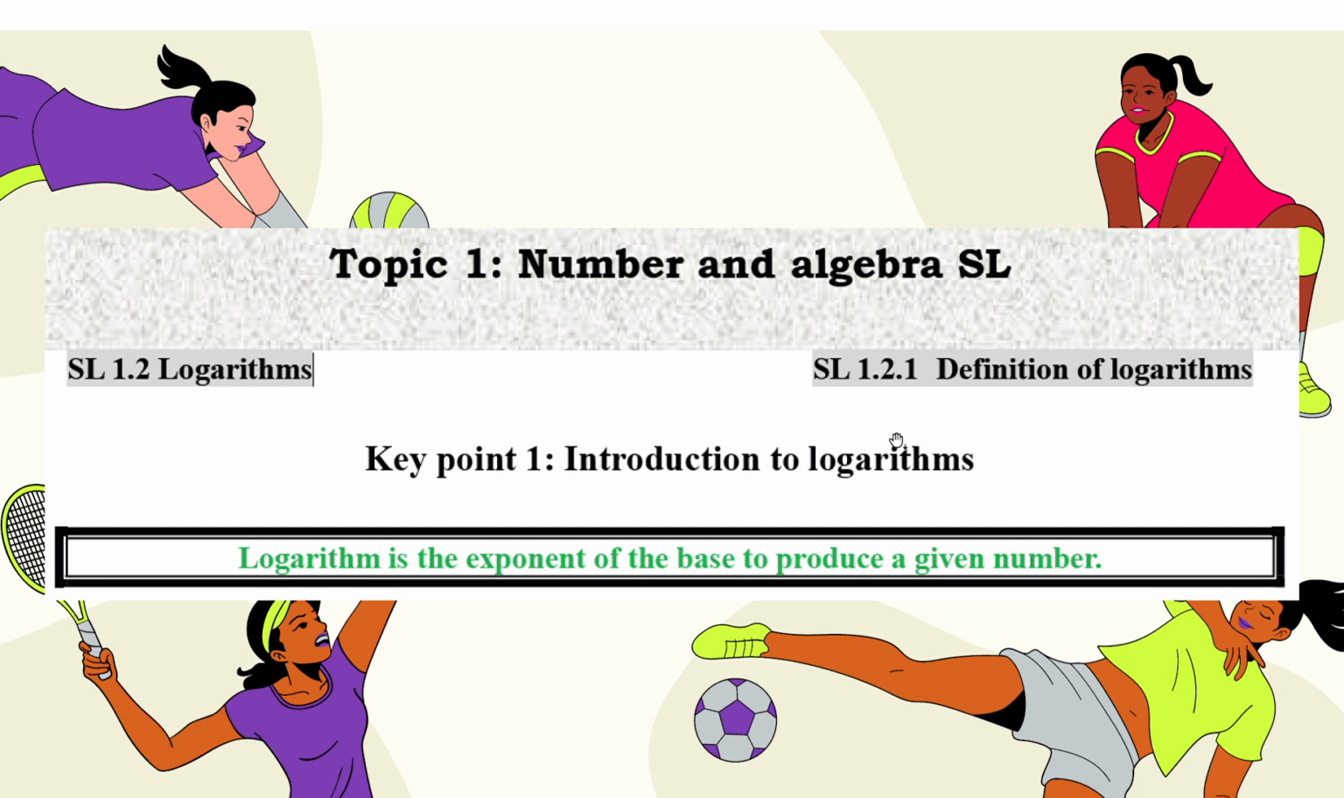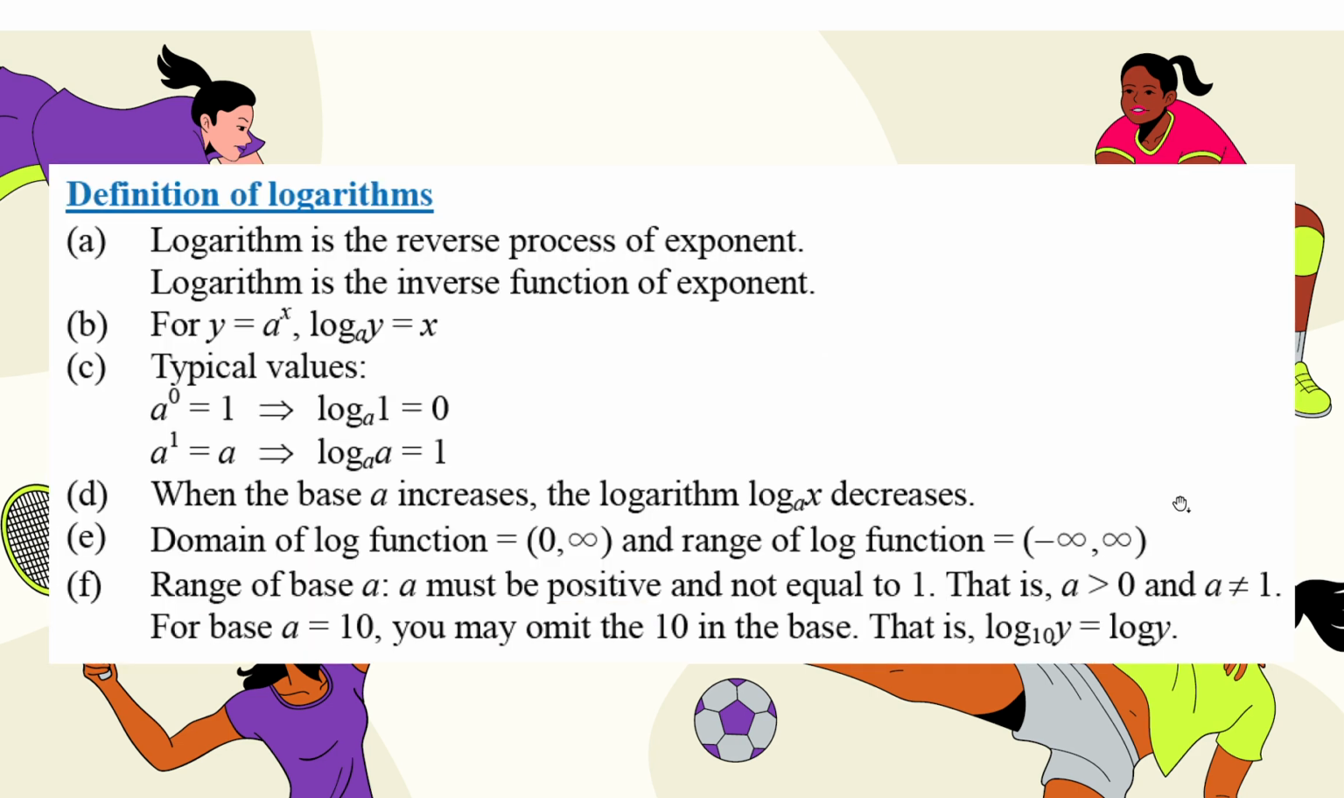Introduction to logarithm. A logarithm is the exponent of the base to produce a given number. How do we get this number? By making the base an exponent, and log is to find out that exponent. Logarithm is the reverse function of exponent. You can say logarithm is the inverse function of exponent.